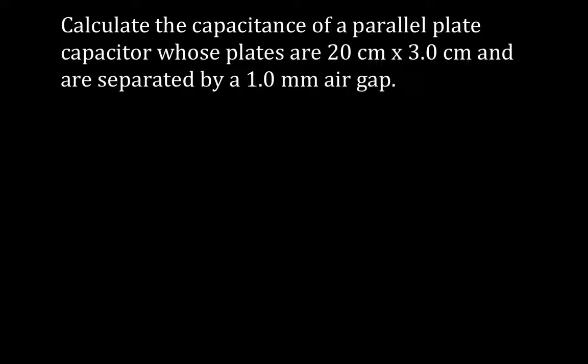Okay, here we go. We have a capacitor. It says calculate the capacitance of a parallel plate capacitor whose plates are 20 centimeters by 3 centimeters. We'll assume they're rectangular and they're separated by a 1.0 millimeter air gap. We want to calculate the capacitance of the capacitor, so we're going to get out the equation. This is the equation we're going to use. This is the capacitance equal to the dielectric constant times the permittivity of free space multiplied by the area divided by the distance.